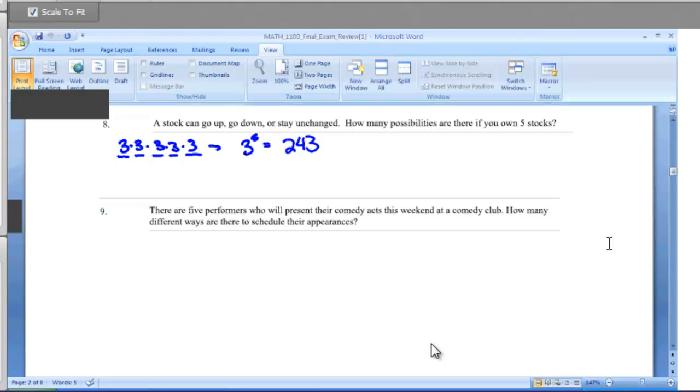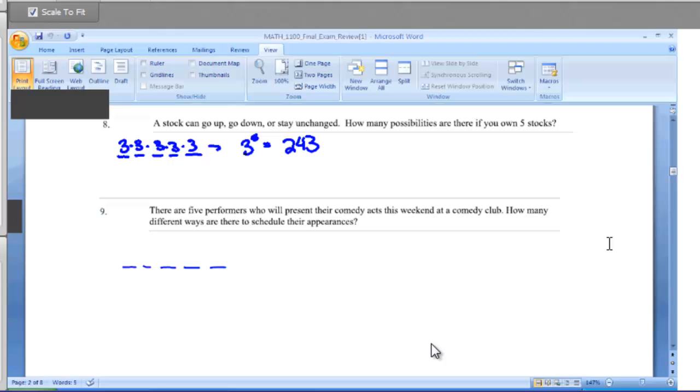Okay, and then for number 9, there are 5 performers who will present their comedy acts this weekend at a comedy club. How many different ways are there to schedule their appearances? Well, we have 5 of them, so there will be 5 people coming on.